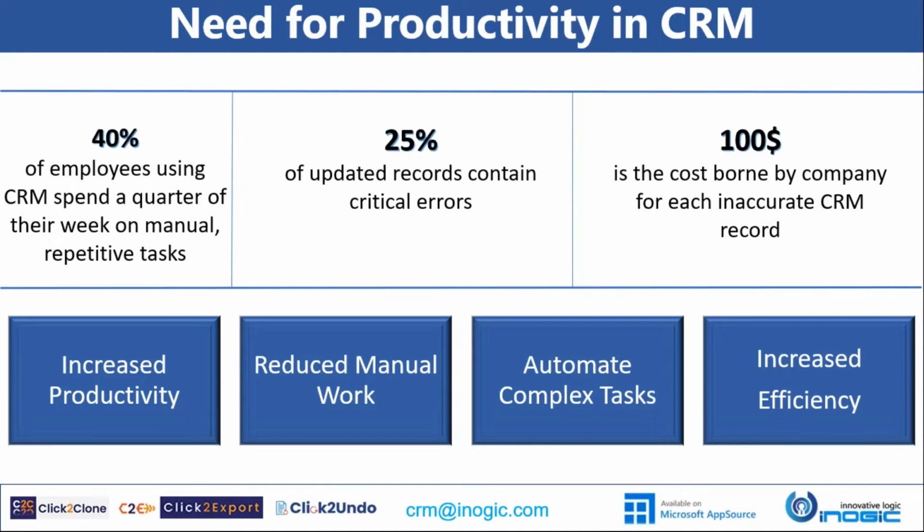As you see on the screen, the stats mentioned in the numbers there are that 40% of the employees in the Dynamics CRM world are spending time doing manual and repetitive tasks, out of which 25% are doing and updating records with critical errors. So definitely productivity needs to be improved so that they can give more business value in real time.